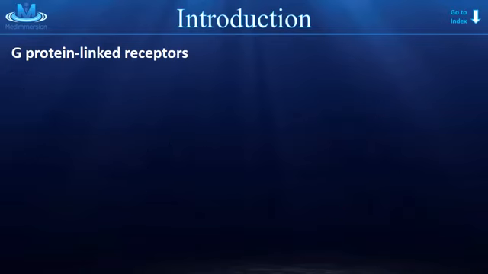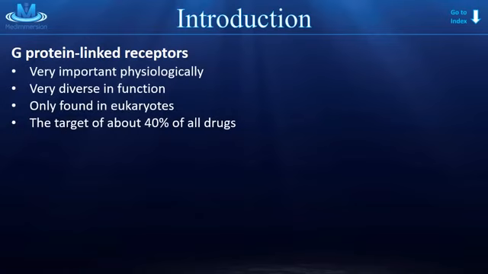These receptors are extremely important physiologically. We use them all over our body, and they do all kinds of different functions. These receptors are only found in eukaryotes and are the target of about 40% of all the drugs we use in medicine today.